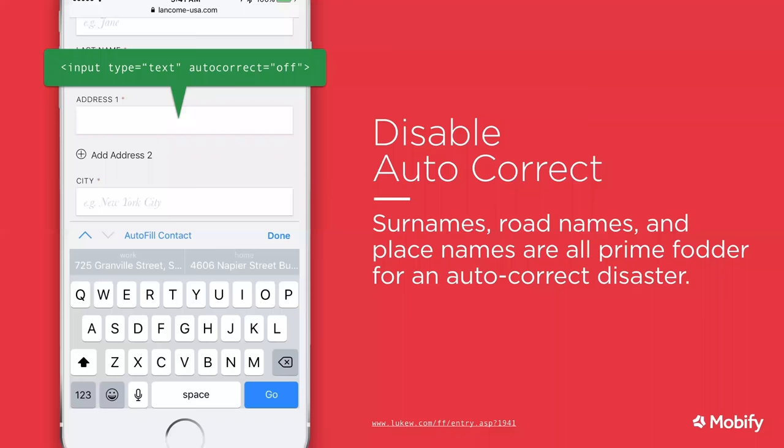The other two little subtle things I'll cover here is around disabling autocorrect. You don't want the device to be correcting address or street names for the shopper. Let them enter them in as they see fit. And turning autocorrect off is a simple line of text relating to your form field.